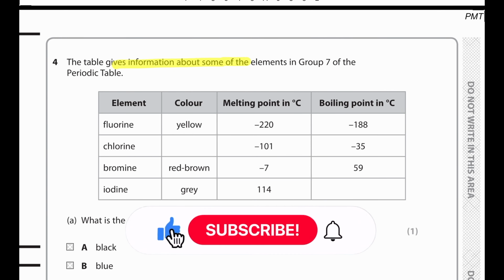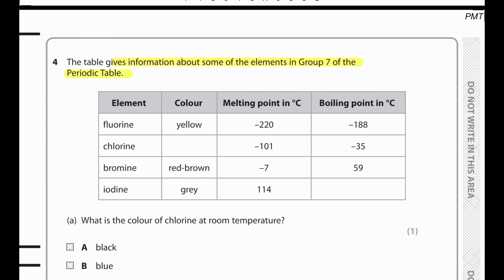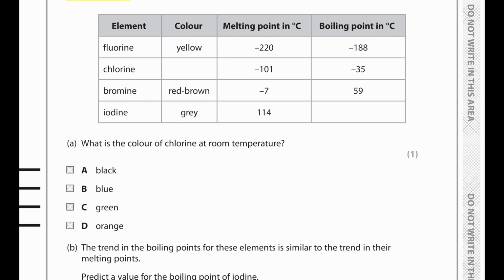The table gives information about some of the elements in group 7 of the periodic table. What is the color of chlorine at room temperature? We can see the color becomes darker down the group, so the color will be in between yellow and red brown, so it could be green.